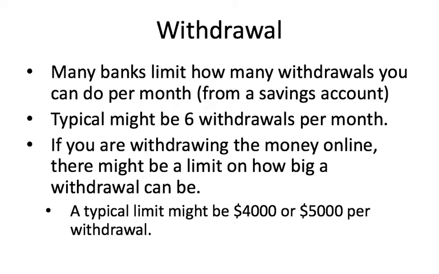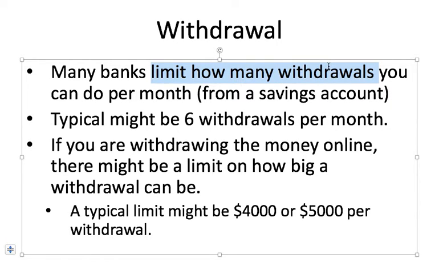One feature with savings accounts is that most banks will limit how many withdrawals you can do per month. They are limiting how many times you're able to take money out of your savings account per month. The typical limit that I have seen is about 6 withdrawals per month. If you are moving the money out of the account online, there is often a limit on how much you can take out per day. That limit that I have seen is typically around $4,000 to $5,000 per withdrawal per day.